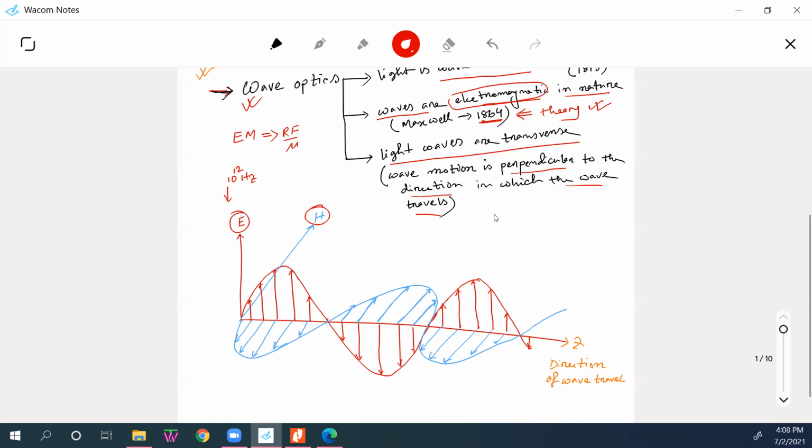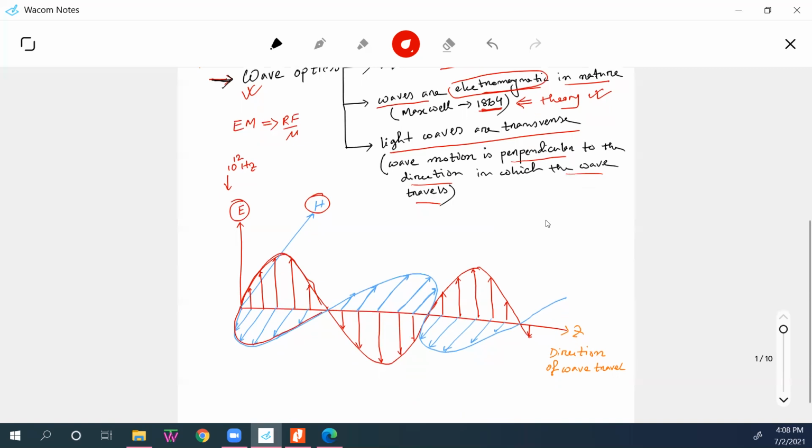If the electrical field is the red one, then at 90 degrees will be the magnetic field. Do you guys understand this? Yes. Okay, we draw it in a plane, because in 2D it's difficult to explain. So this electrical field and magnetic field are actually 90 degrees apart.